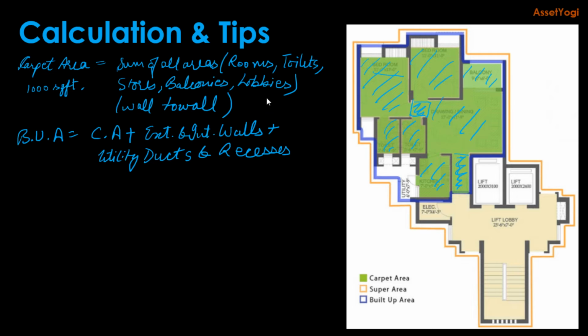And most of the times dimensions of external walls and utility ducts and shafts is not easily available. So in that case you can make a rough estimate of built up area. As a thumb rule, built up area is 10% more than your carpet area. So your built up area is 1.1 times of carpet area. So it becomes 1.1 into 1000 square feet and it becomes 1100 square feet.